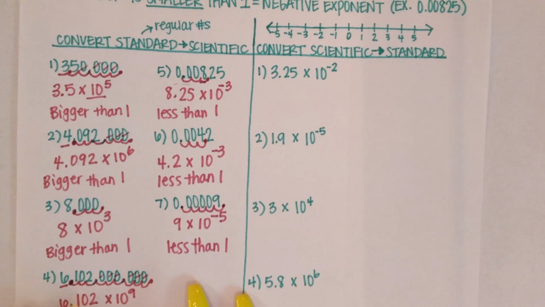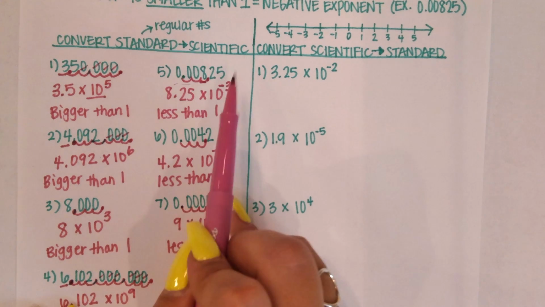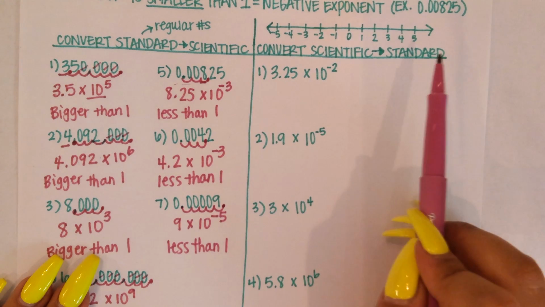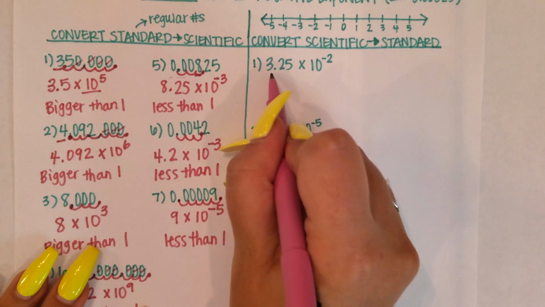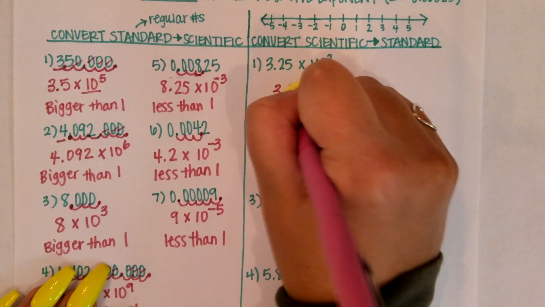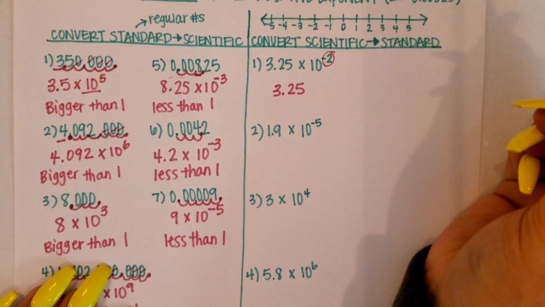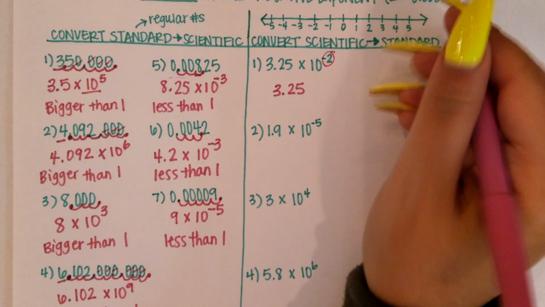Okay, so this one was converting standard, which are just regular numbers, to scientific. Now we're going to work backwards and go from scientific to standard. So number 1, my coefficient is 3.25. So 3.25, I'm going to move my decimal 2 times. But since it's negative, I know that that number is going to be really small.